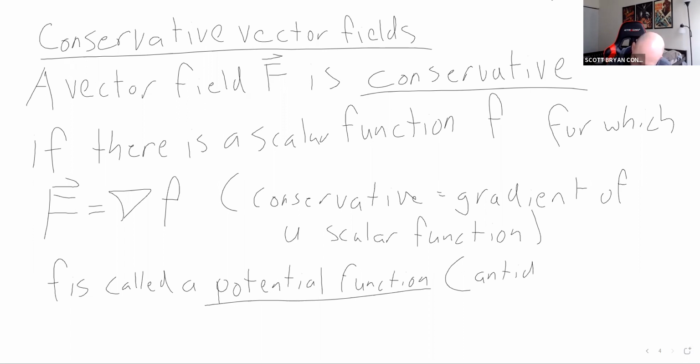I'll be referring to it as an antiderivative because it'll be useful to think of it as such. So we think of little f as an antiderivative of our vector field F. I'll be referring to it as such in the future. But you're conservative if you're the gradient of some function. Not every vector field is conservative. Most are not. But the ones that are have very nice properties.